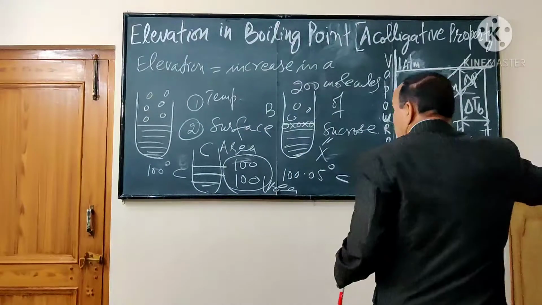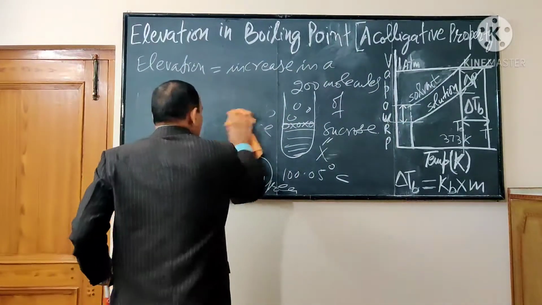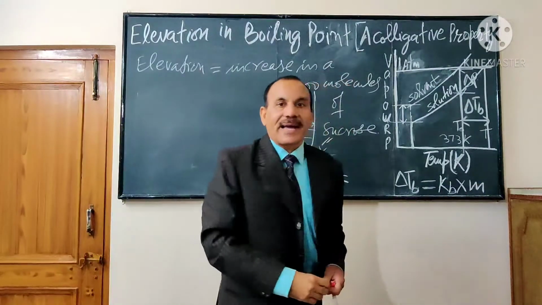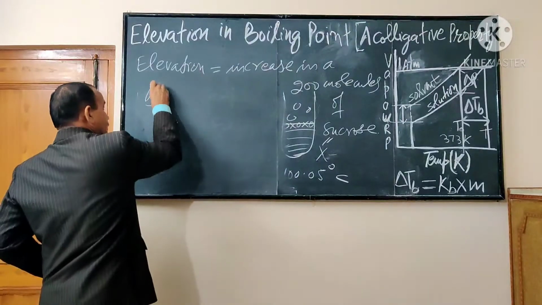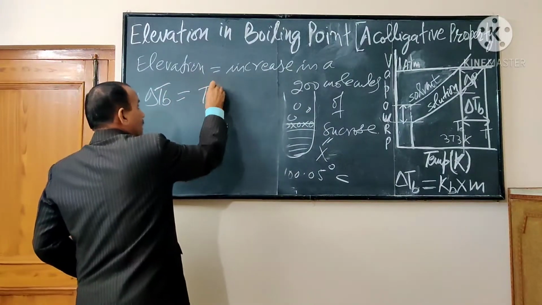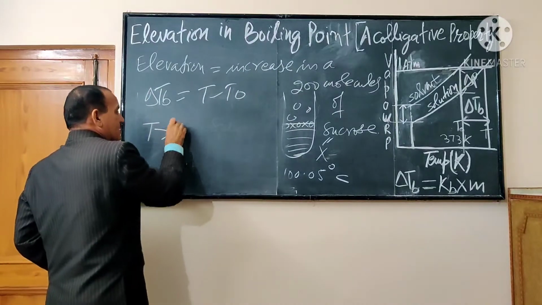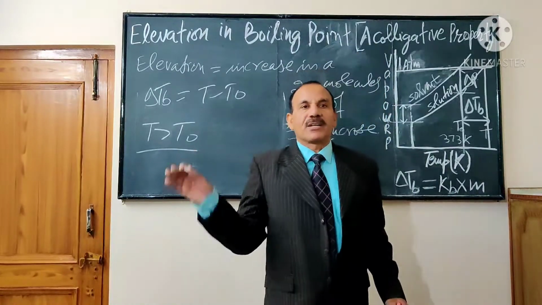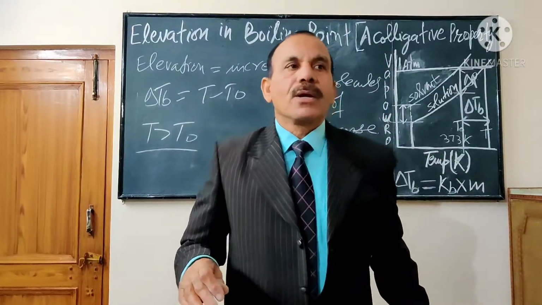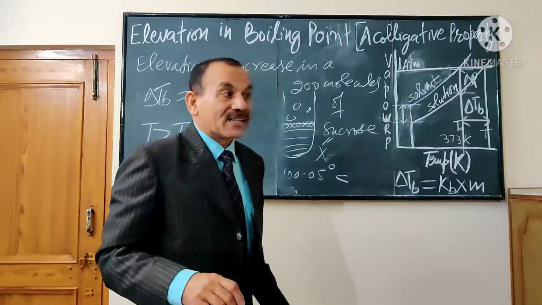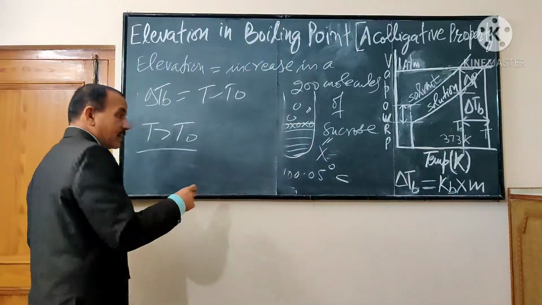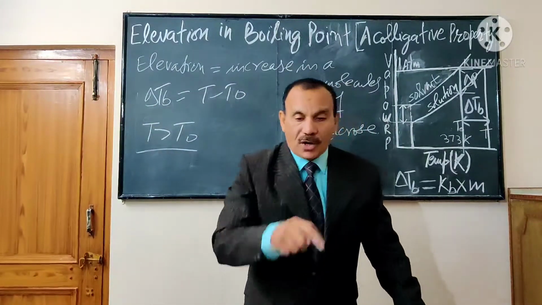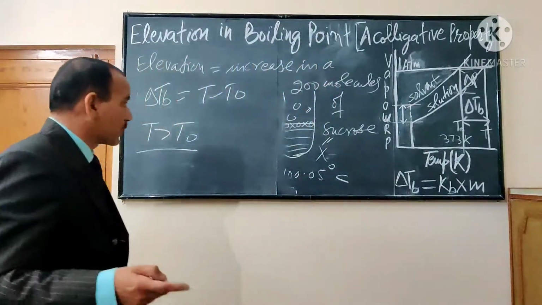Let's see, delta TB. This is very important, please. And this is the graphical representation of the elevation in boiling point. Delta TB is equal to T minus T0, and T is always more than T0. The boiling point of any solution is always more than the boiling point of the pure solvent. And this increase in boiling point in the case of water is always constant for a given amount of the solute.